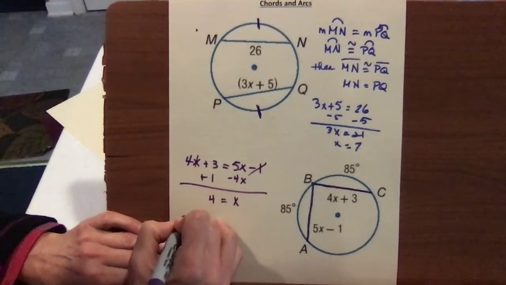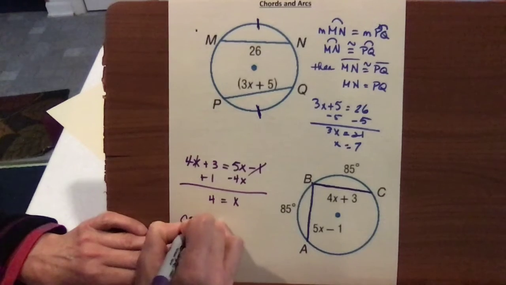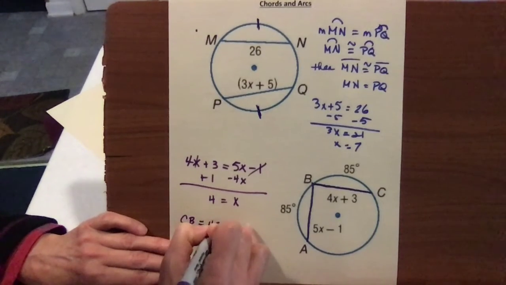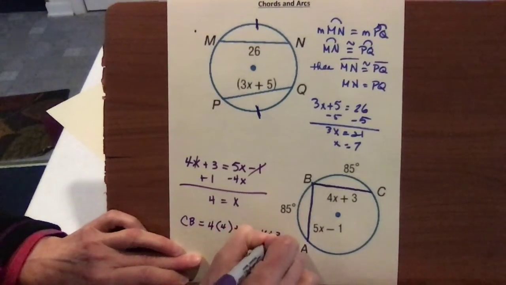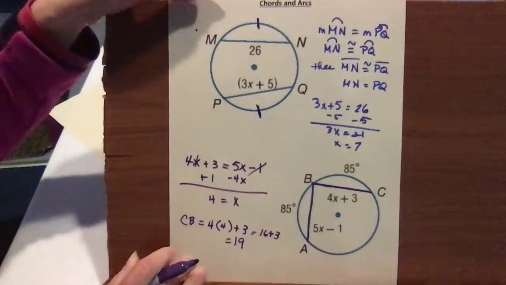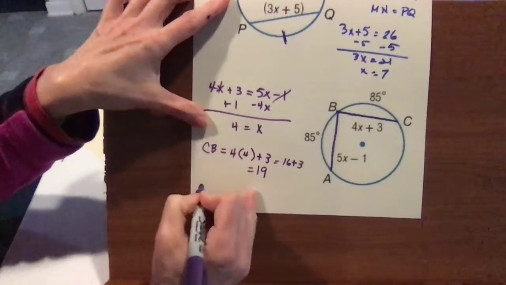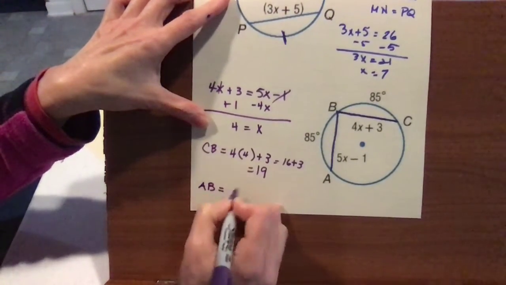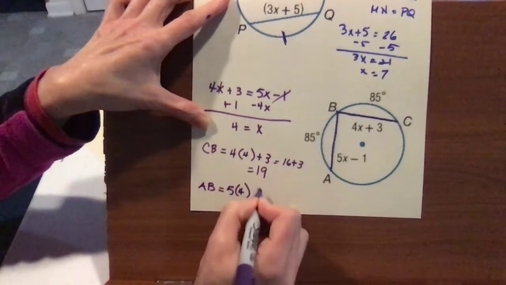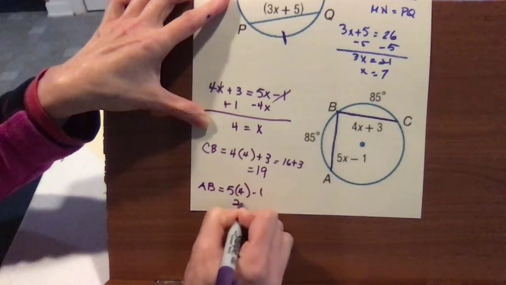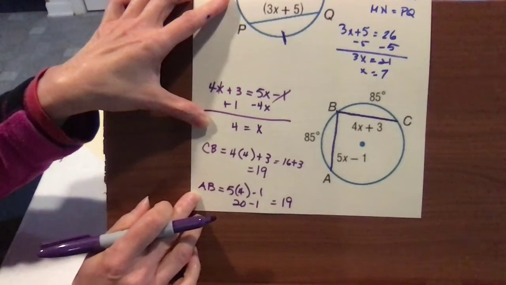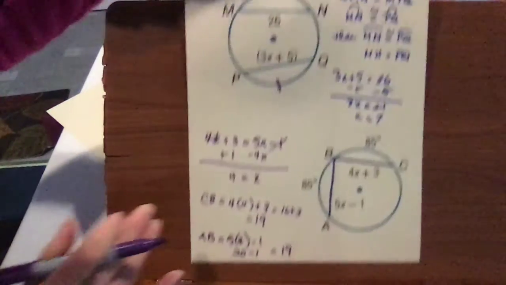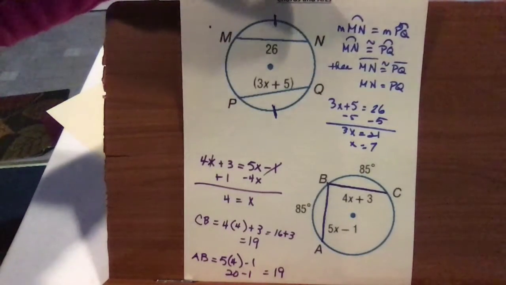Now, what about the measures of the segments? CB is 4 times 4 plus 3, so 16 plus 3 is 19. And then I would check AB also, just to be certain I didn't make any calculation errors. So plug in 4 for x again, and we get 20 minus 1, and again 19. So the measures of your segments can be calculated as well as whatever missing variable there is. Okay?